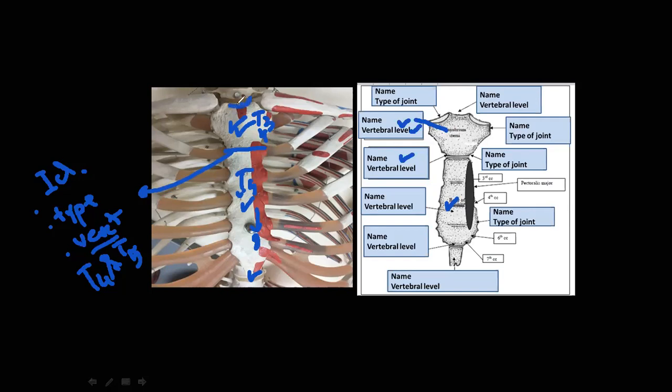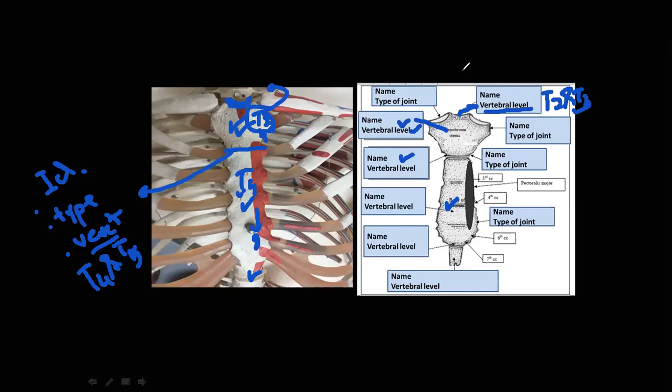Identify this structure. Notch. What is the name of this notch? Suprasternal notch. What is the vertebral level of this notch? Between T2 and T3. Excellent. Because this is 3 and before 3 is 2, the suprasternal notch lies between T2 and T3. Thoracic 2, thoracic 3.